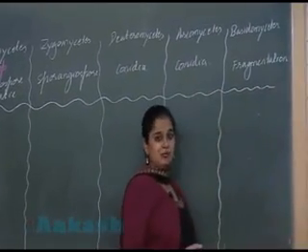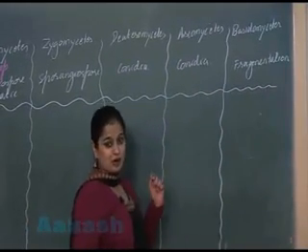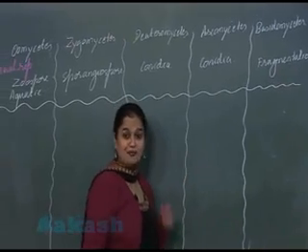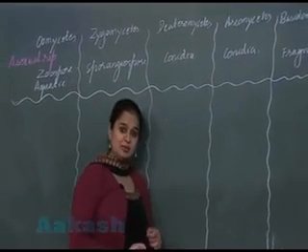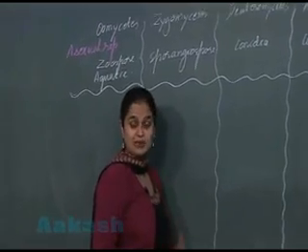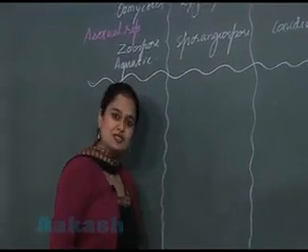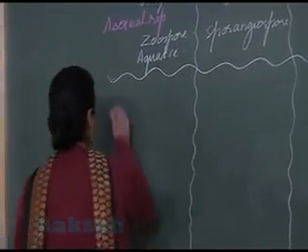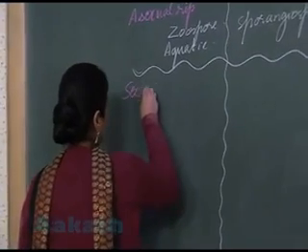I have written the names of different spores which are formed in these groups. I will be describing these spores in detail later in this chapter. Now, after the asexual structures, let's see what their condition is with respect to the sexual ones.